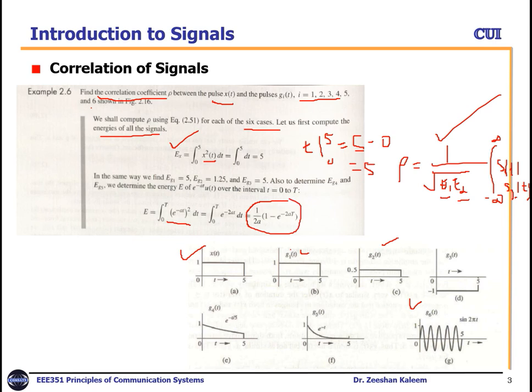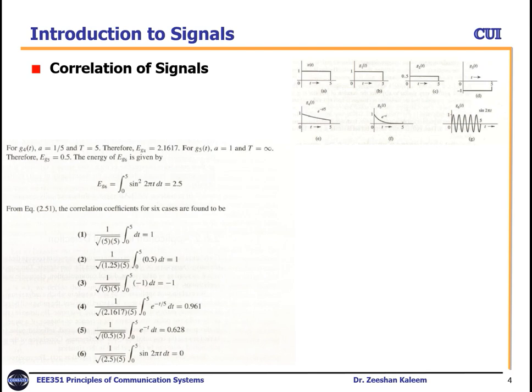Okay, we determine the energy of e to the minus at u(t) over the interval t equal to 0 to t over 2 tau. Let's move on. For g4(t) we have the energy as shown. For g5(t) we have t to infinity, so we have energy 0.5. By using that equation we can find the energy, which we presented in the last slide. The energy of the last one, Eg6, is 2.5 using sine squared.